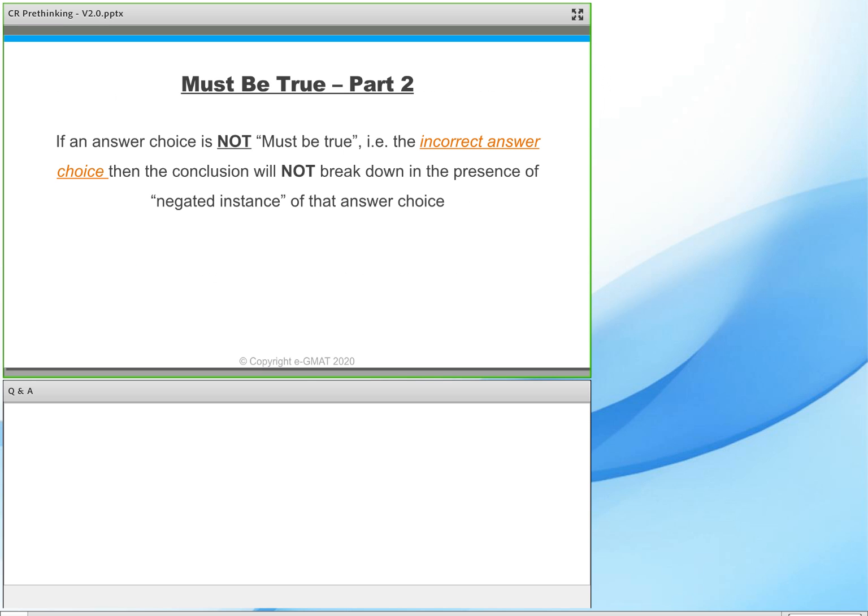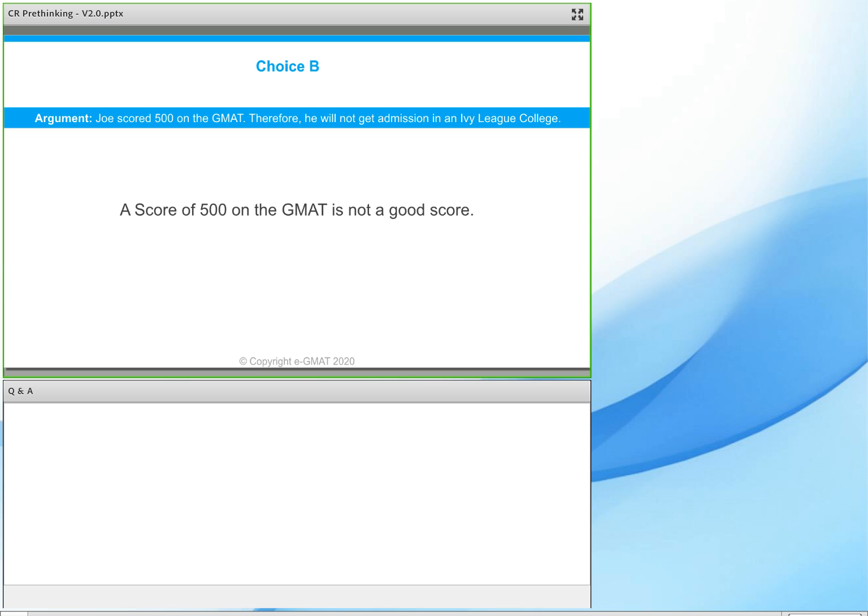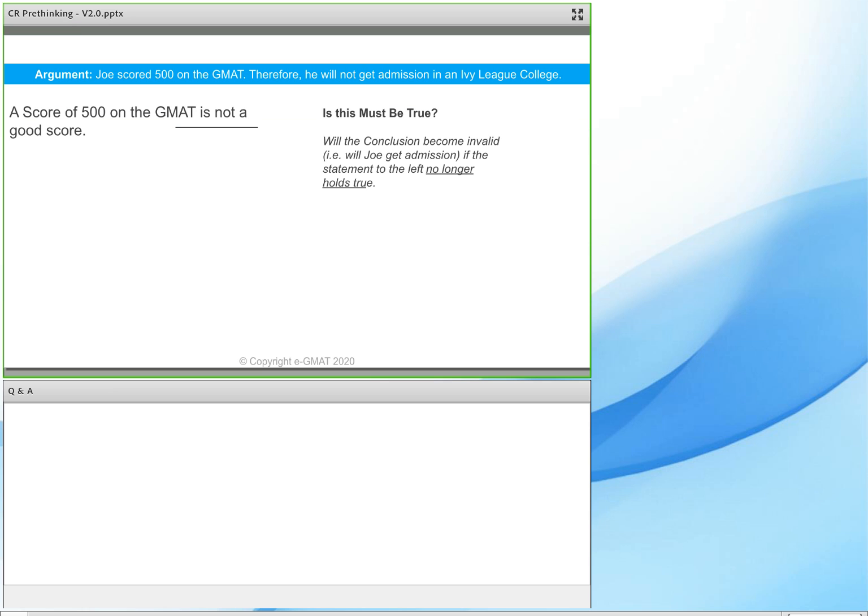So must be true also cuts the other way, which means that if an answer choice is not must be true, which means it's an incorrect answer choice, then the conclusion will not break down in the presence of the negated instance of that answer choice. So same argument, let's take an example. If we tell you a statement, hey, a score of 500 on the GMAT is not a good score, we have to ask ourselves, is this a must be true answer choice?